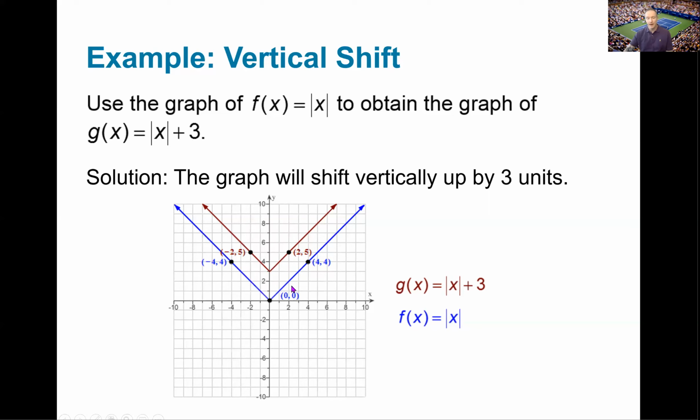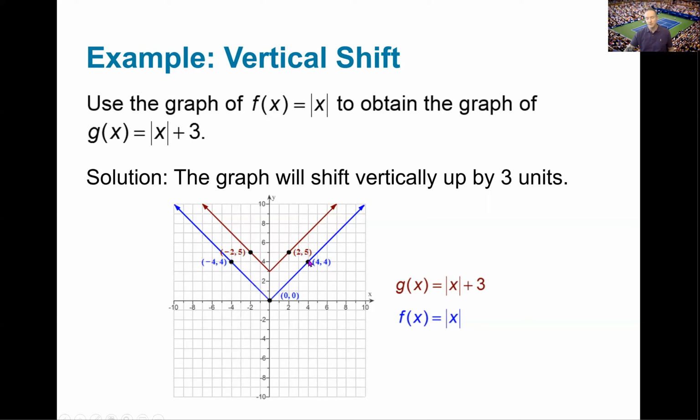Your original graph, and I didn't plot it here, but your original graph would have the point 2, 2. Well, its shifted graph has the ordered pair 2, 5. It shifted up 3 units. Now, I didn't show what happened to the point 4, 4 when it shifted up, but it would obviously be 4, 7.